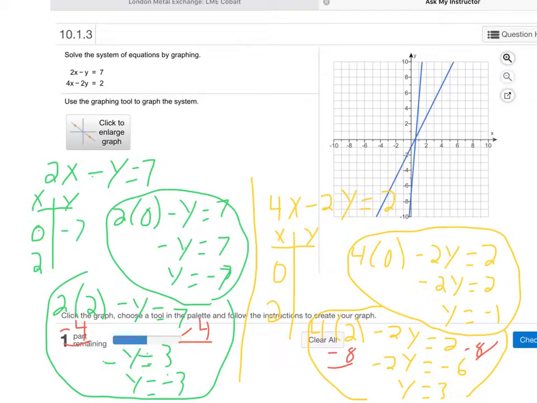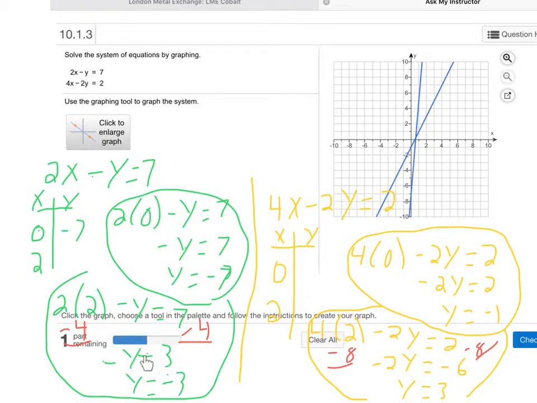And so one solution to this top equation is 0, -7. Now for another, I substitute in 2 for x. 2 times 2 minus y equals 7. That's going to be 4. Need to subtract 4 from each side. So I'd have minus y equals 3.